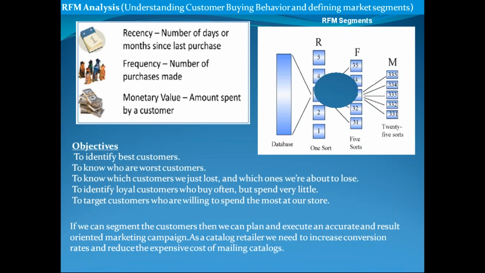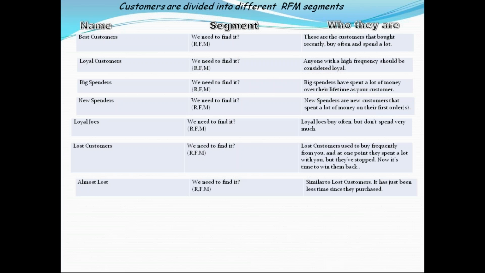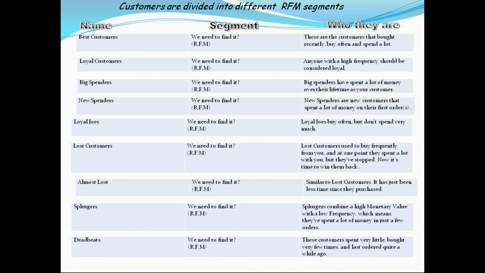So what we do is, let me show you. We want to answer all these questions. Best customers, loyal customers, big spenders, new spenders, loyal viewers. There is some definition for each of them. Lost customers, almost lost, and deadbeats. Best customers are the customers that bought recently, buy often, and spend a lot. So you have to identify who bought very recently, who spends a lot, and who buys very frequently. So how do you do this?